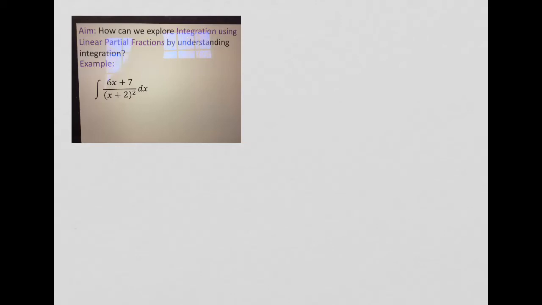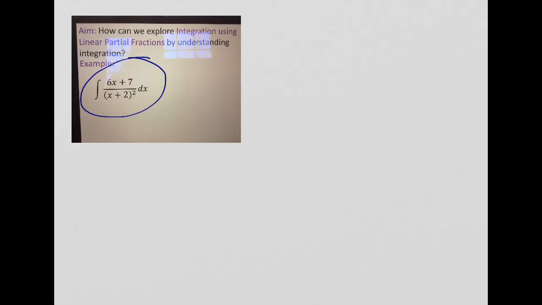Okay, so today we're going to continue doing integration using linear partial fractions. This time when we factor the denominator, it's not going to be distinct linear factors, but repeated linear factors. Okay, so let's take a look.